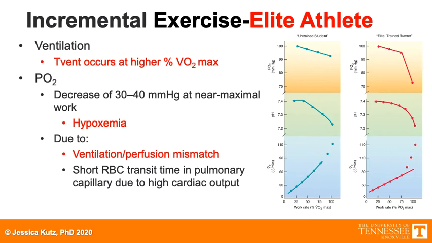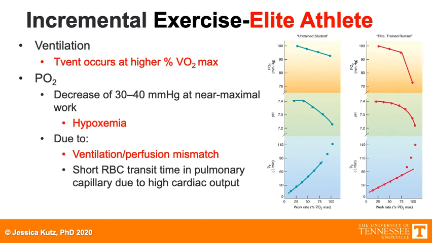However, with incremental exercise with elite athletes, we actually see some pretty interesting ventilatory responses. One, we see that the ventilatory threshold is going to occur at a higher percent of the VO2 max. And that makes perfect sense if we think about the fact that our ventilatory threshold is going to be very closely matched with our lactate threshold, which would also occur at a higher percentage of someone's VO2 max if they are highly trained.